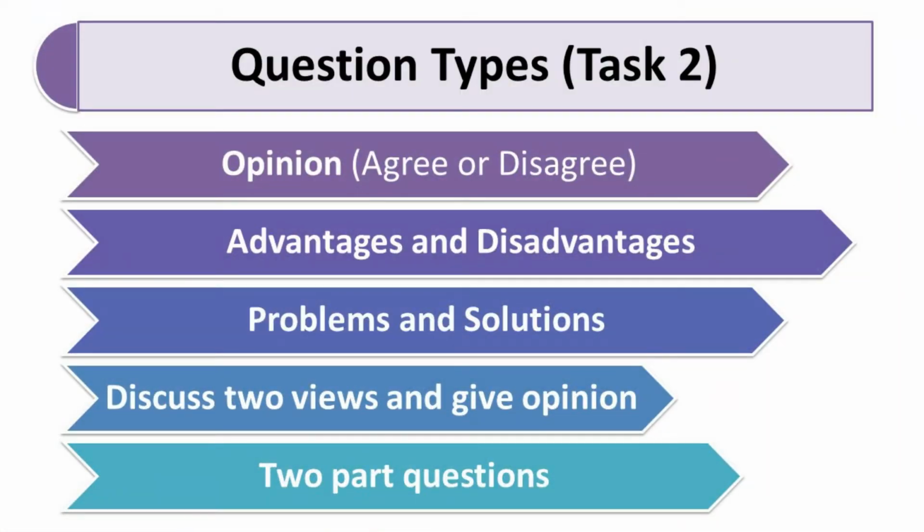There are different kinds of essays which are given in this part. For details, have a look at this picture. In this picture, you can see there are 5 different kinds of essays. The first one is an opinion essay, then advantages and disadvantages essay, problem and solutions, discussion of 2 different points of views essay, and the last one is 2-part essay.